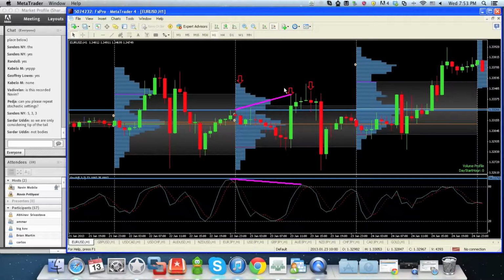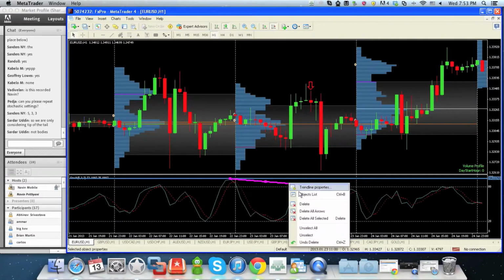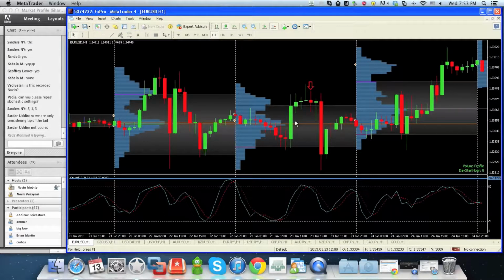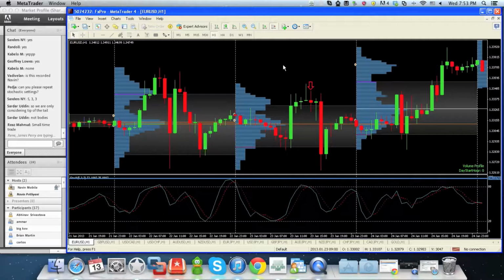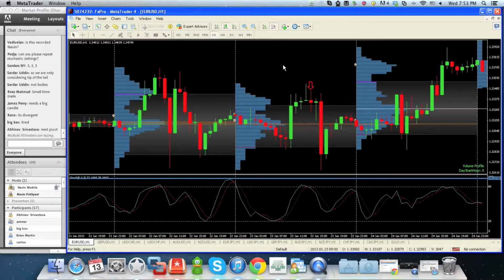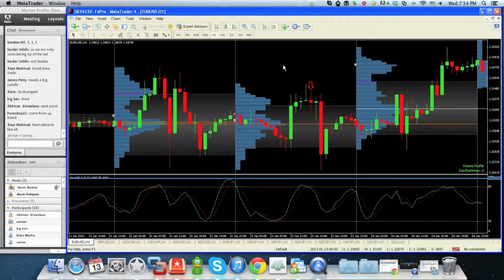Now, what do you know about this short? Pop quiz. What do you know about this short? What can you tell me about this short? Small time trade? No. There is one strong piece of information. It's divergence? No. Tired? No. Next pivot? Okay, maybe, but no. Comes up from a trend? Also, no. Next obstacle like all? No. I'm going to explain to you guys.